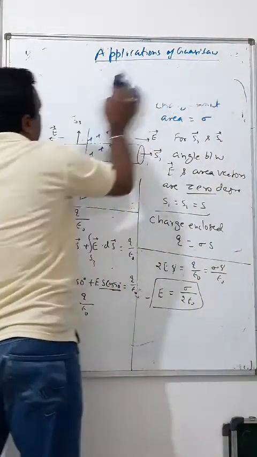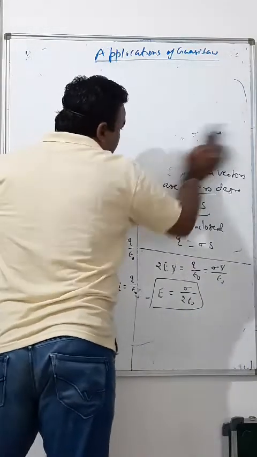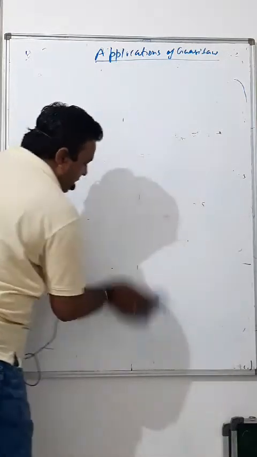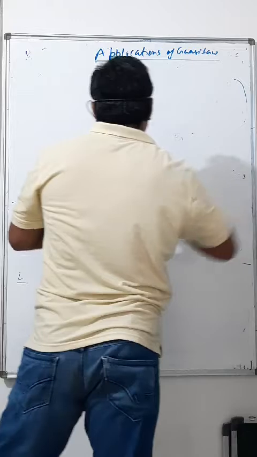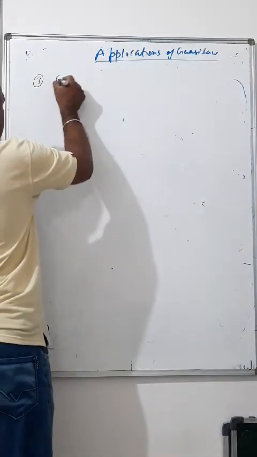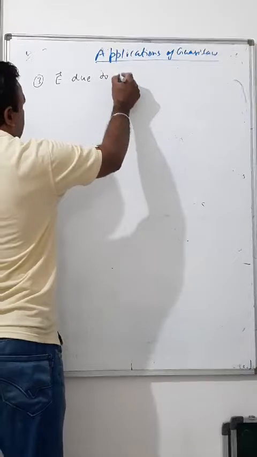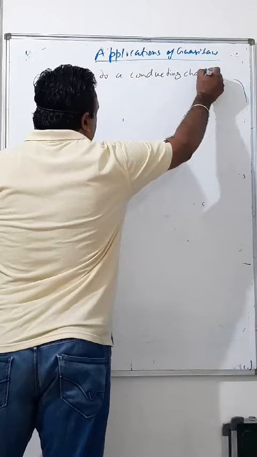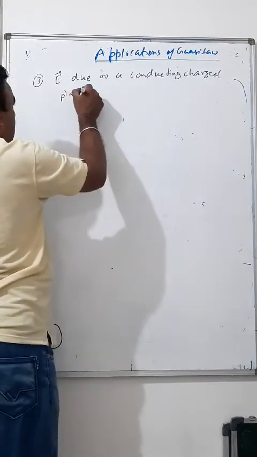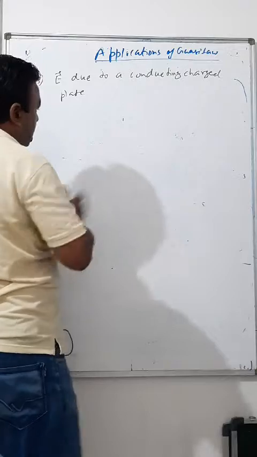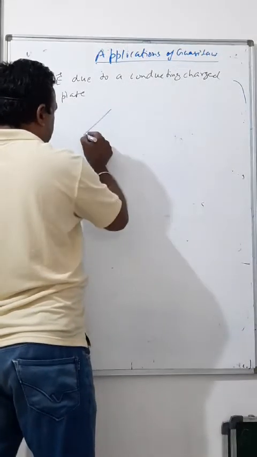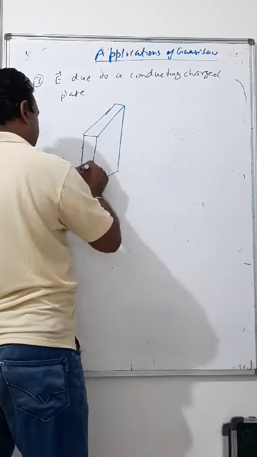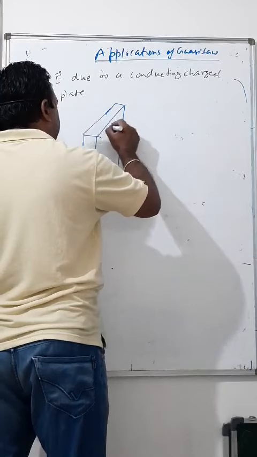Now let's come to the next derivation. It is E due to a conducting charged plate. This time I'll take some thickness of metallic plate. Conducting means metallic, because here is some charge Q.